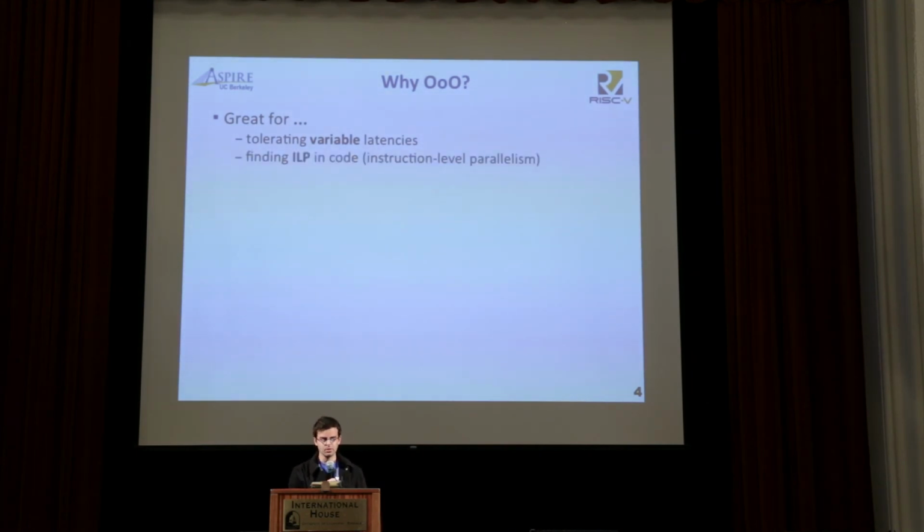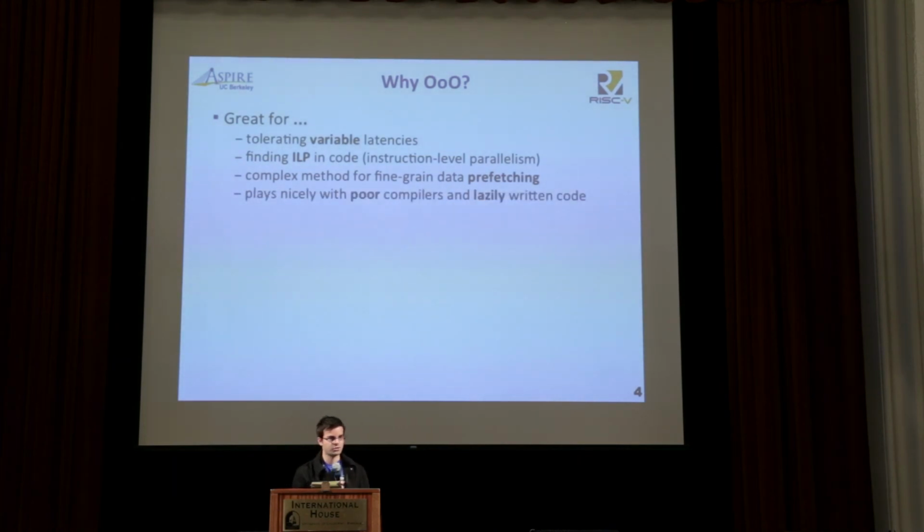Using the same mechanisms, if there's any level of instruction level parallelism in your code, even though you wrote it serially and you didn't even know it was there, the out-of-order core is going to find it, and it's going to execute a lot of instructions in parallel. You can also think of out-of-order as a really complicated way to do fine-grained data prefetching. If you know the addresses, we can get that out and start executing them. And for these reasons, out-of-order plays really nicely with terrible compilers and terribly written code, which describes most stuff out there.